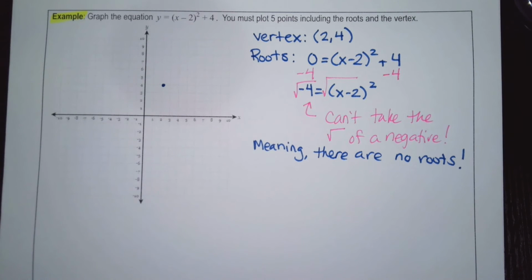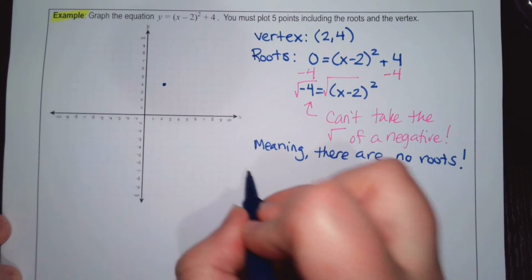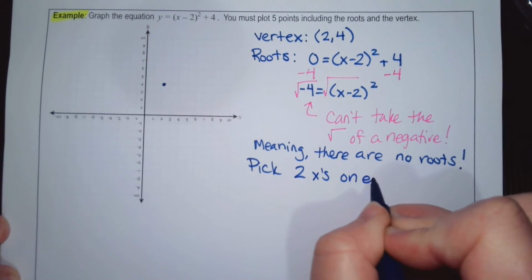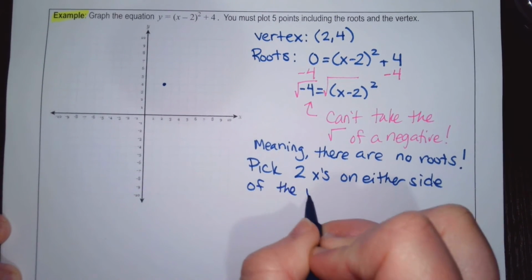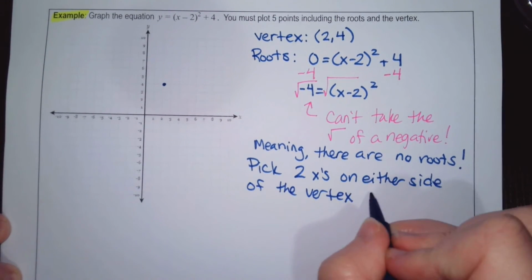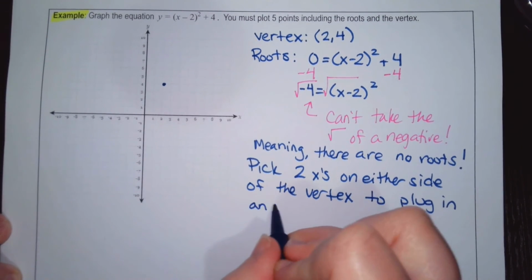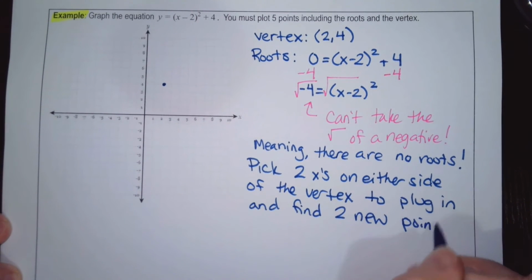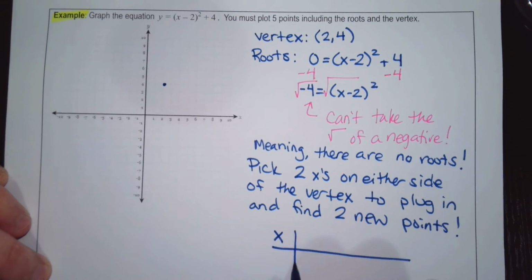You just can't ignore this. So what we're going to do is pick 2 x's on either side of the vertex to plug in and find 2 new points. So we're doing the table method again.